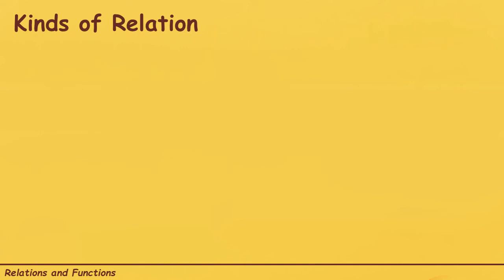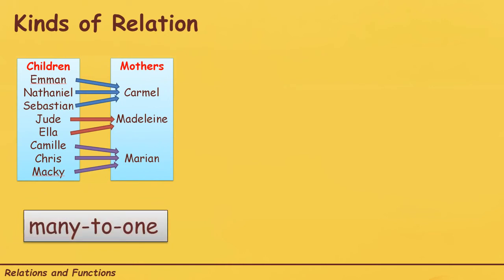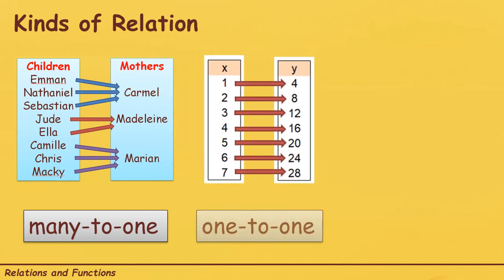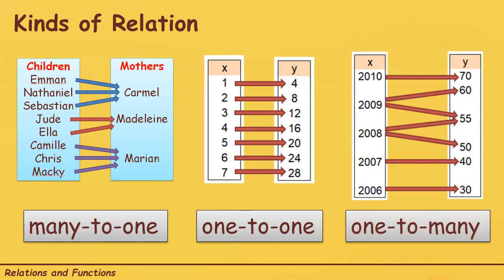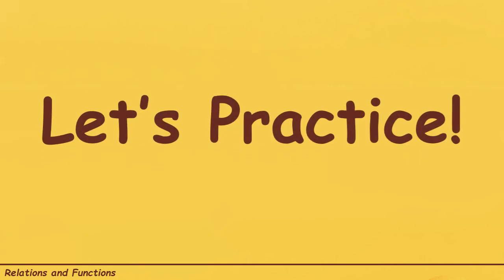To sum up our lesson today, these are the kinds of relation. First, many to one. As you can see, many children to one mother. Second kind of relation is one to one. One value of x to one value of y. And the last kind of relation is one to many. 1 year to many prices. So don't forget the three kinds of relation. We have many to one, one to one, and one to many. Now, let's practice.